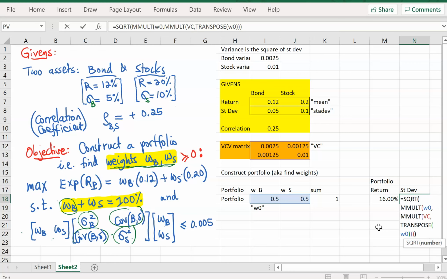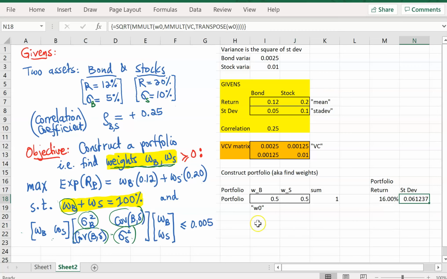As a result, I need to add one last thing. All right, and then Control Shift Enter. There you go. That's pretty good. So this is the standard deviation, the square root of the variance. Awesome.